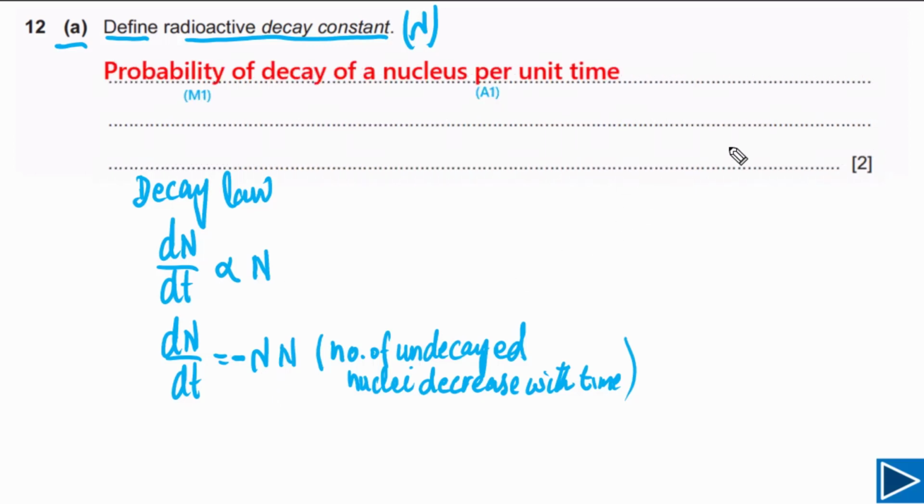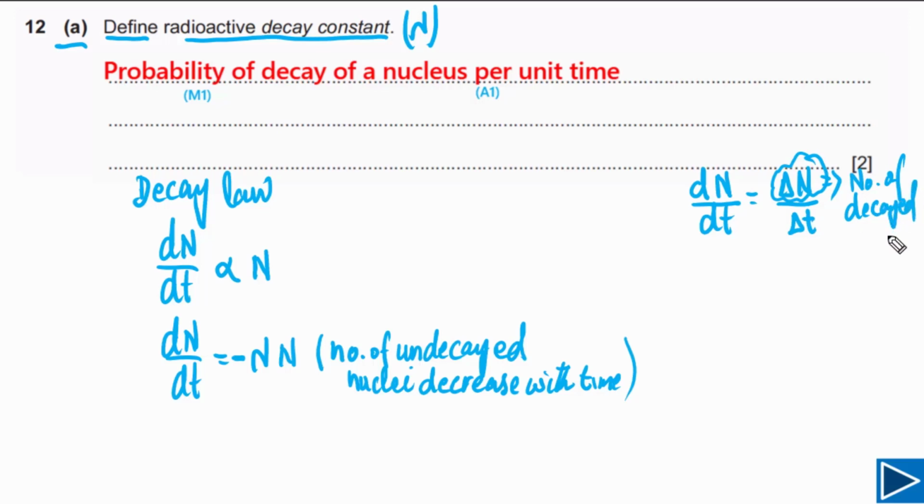Let's try to write this in a simpler form so you can have a clear understanding. First of all, we will replace dN by dt with delta N by delta t. They are representing the same thing. This is telling you delta N nuclei decay in time interval delta t. So delta N is the number of decayed nuclei. You have to be very clear: this is the number of decayed nuclei. But N here represents the number of undecayed nuclei. This thing you need to understand.